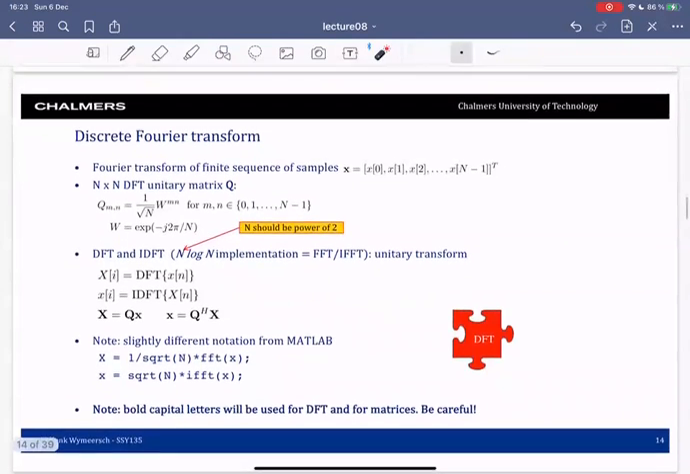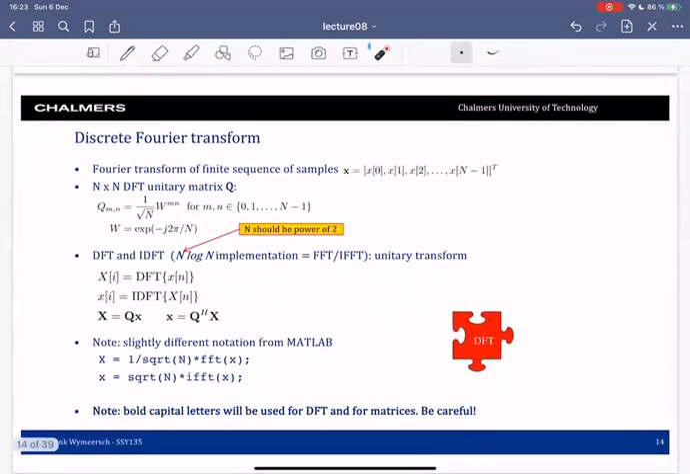So now we continue with the discrete Fourier transform, or DFT. This is a Fourier transform of a finite sequence of samples. We consider that we have n samples, so a vector of length n. And then the DFT is defined by a so-called DFT matrix. This is a unitary matrix of size n by n with these entries.